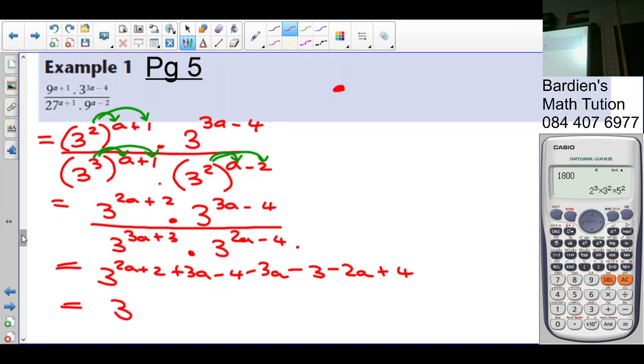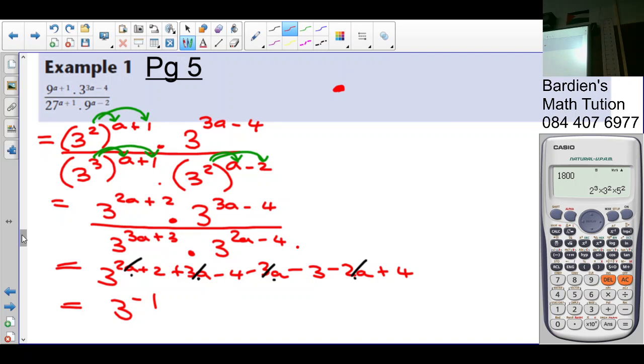So we added like terms. So what is 2a plus 3a? 5a. Minus 3a, minus 2a. Gone. No more a's in our lives. So what do we do now? We add the constants. 2 minus 4, minus 2. Minus 2 minus 3, minus 5. Minus 5 plus 4, negative 1.